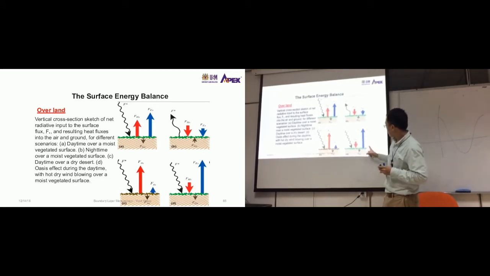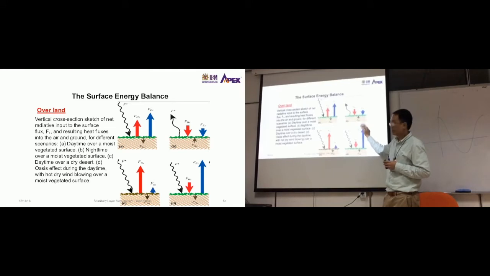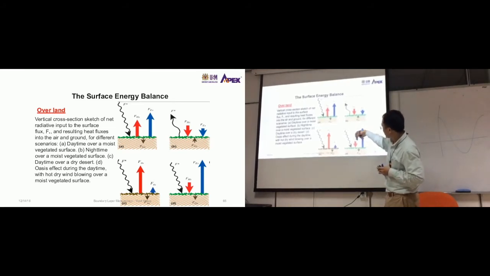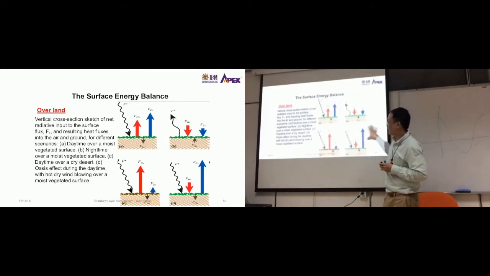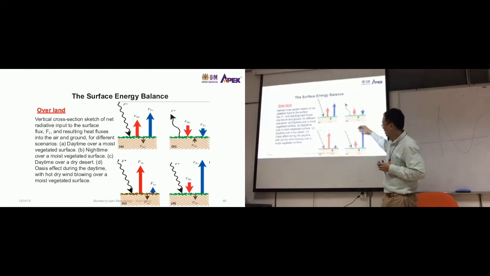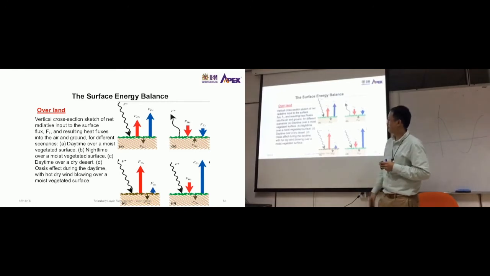Okay, during the daytime, with hot, dry wind blowing over a moist, vegetated surface. Because the air above here is dry, of course latent heat will be large. But sensible heat actually goes down because of the dry heat. Here the temperature is quite high, then it goes in. But here, because it's very dry, there's a lot of evaporation. And then still some from the ground. This is from the sun.